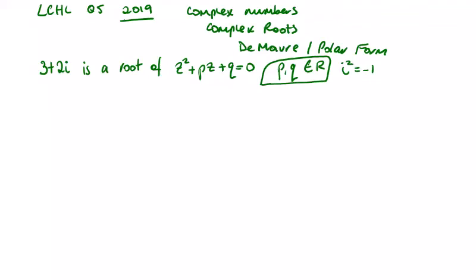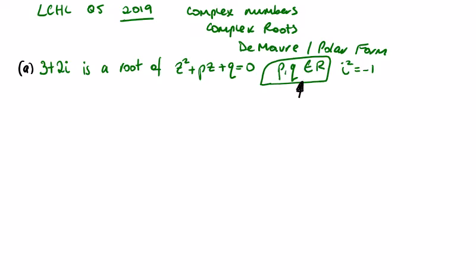LCHL higher level question 5 in 2019 was a complex numbers question dealing with complex roots, de Moivre and polar form. In part A, we're told that 3 plus 2i is a root of z squared plus pz plus q equals 0, and p and q are elements of the real numbers.